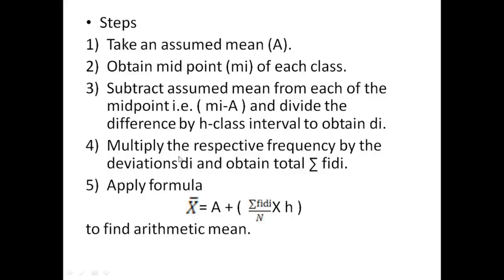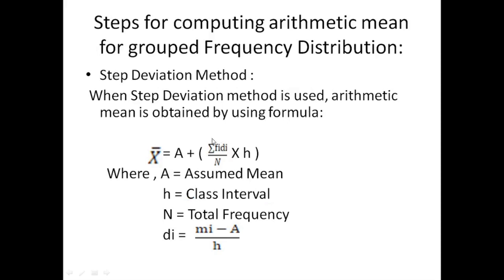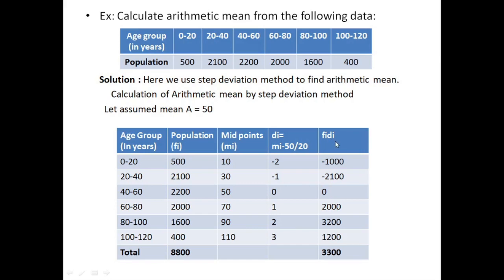The next step is to multiply the respective frequency by the deviation di and obtain the total summation of fi di. It means we have to obtain this term, summation of fi into di. So the next column is fi into di. Fi means frequency, that is population, and di means this column. So multiply column number 2 and column number 4. 500 into minus 2 is minus 1000. 2100 into minus 1 is minus 2100. 2200 into 0 is 0. Similarly, 400 into 3 is 1200.